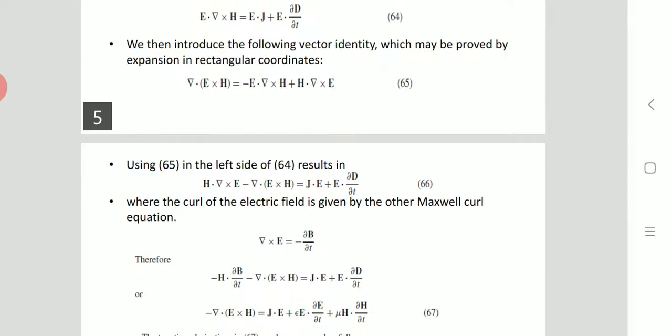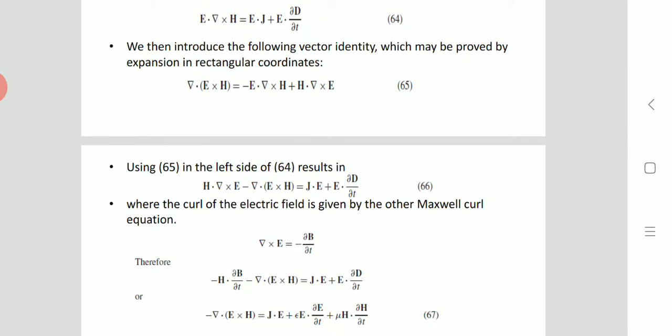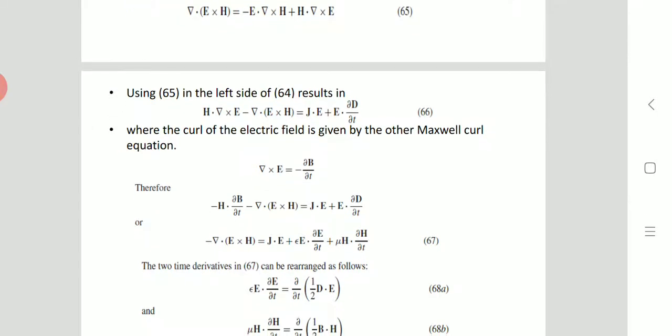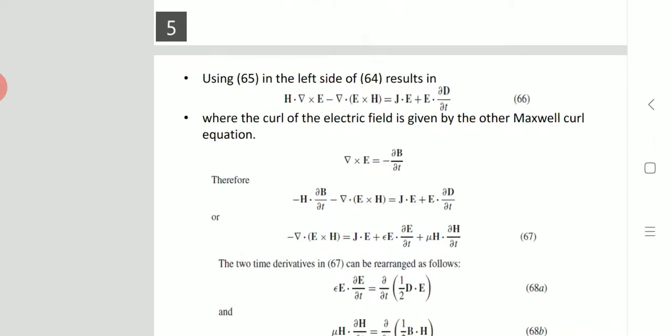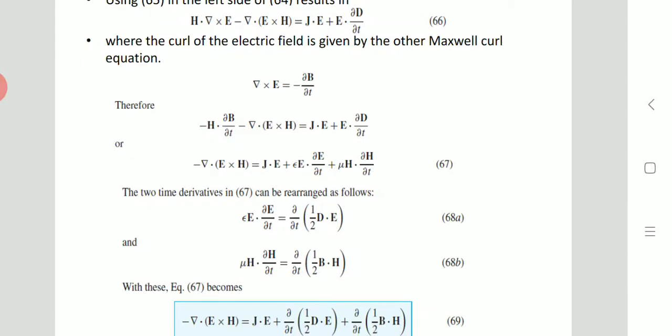Next, using equation 65, the left side of 64 becomes H dot del cross E minus del dot E cross H is equal to J dot E plus E dot dou D by dou T. So using equation 65 in the left side of 64 results in equation 66, where the curl of the electric field is given by the other Maxwell curl equation, del cross E is equal to minus dou B by dou T. So here, minus H dot dou B by dou T minus del dot E cross H is equal to J dot E plus E dot dou D by dou T.